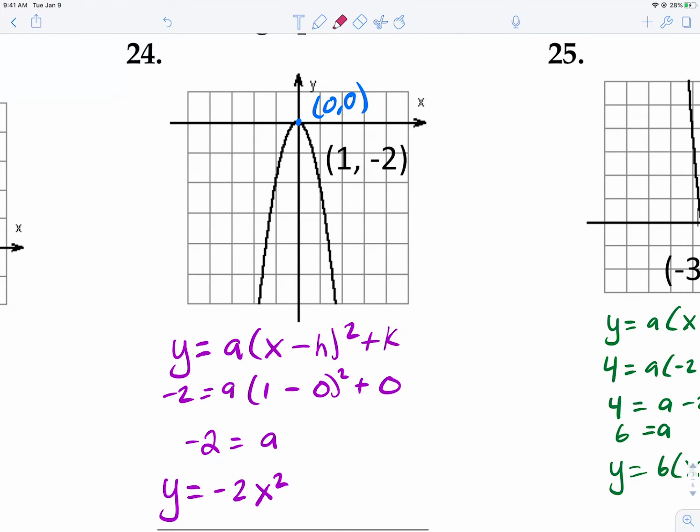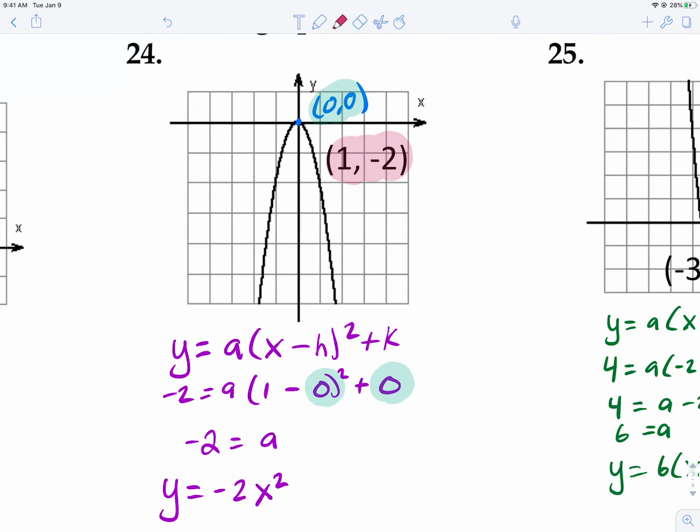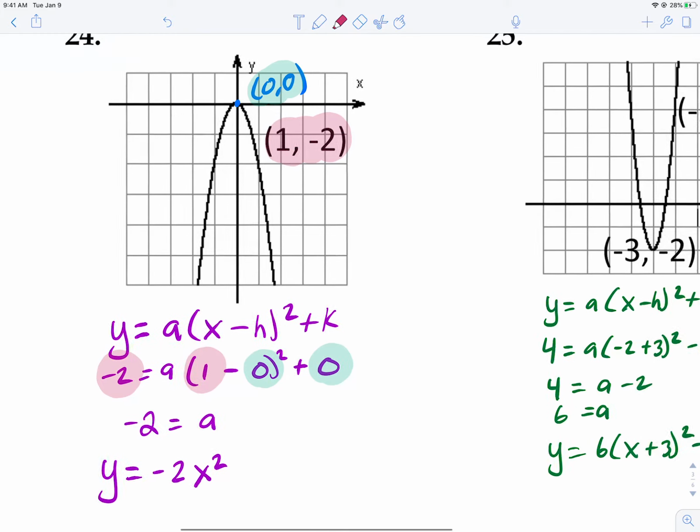Same thing with problem number 24. So your vertex was 0, 0, which is where those 2 came from. Your other point was 1, negative 2, which is where those 2 came from. And if you solve, you ended up with a equals negative 2. And since all of the x and h and k are 0, you end up with just negative 2x squared.